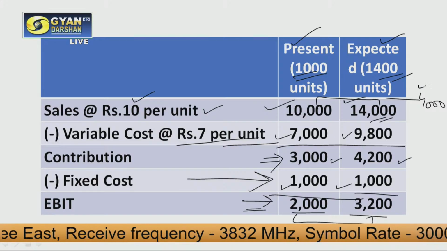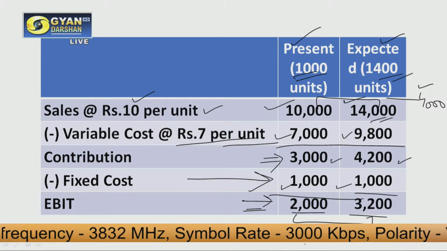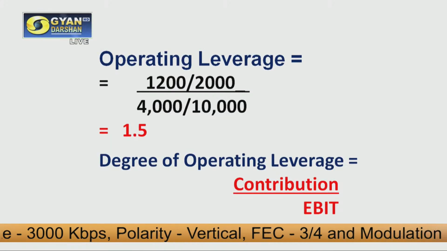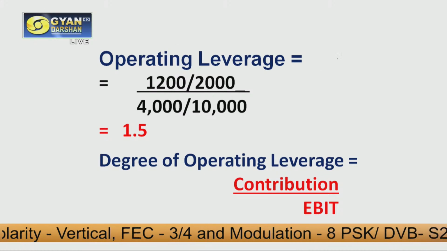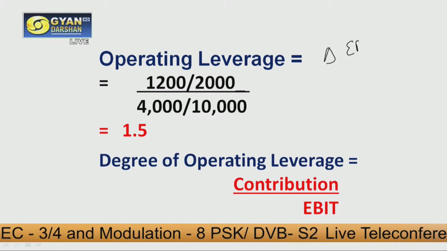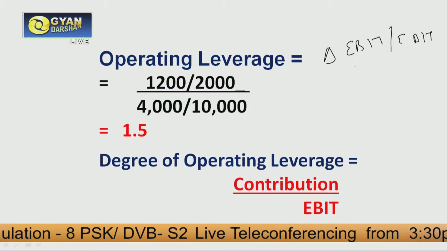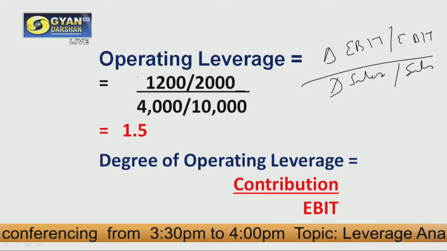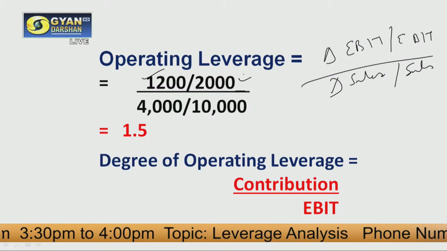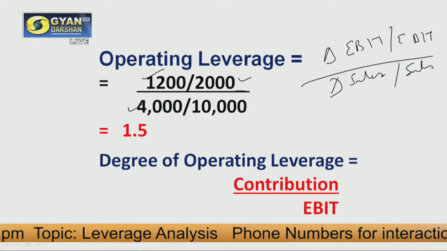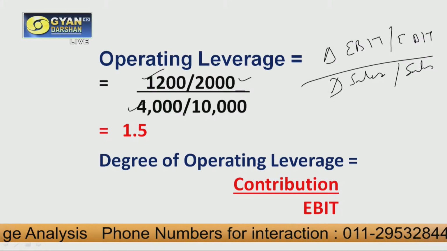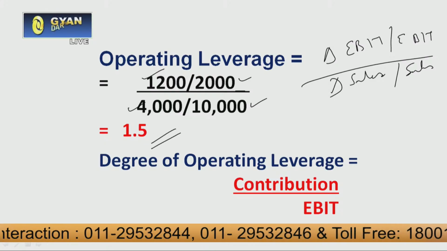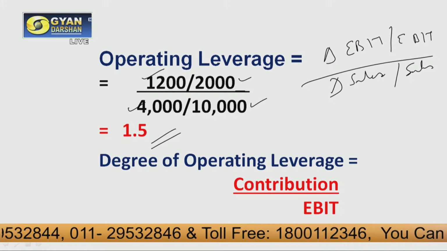Now we need to use this change in sales and change in EBIT to calculate our operating leverage. We just need to fit these values in our formula and we will get our answer. So our operating leverage formula was change in EBIT divided by EBIT, and this whole amount has to be divided by change in sales divided by sales. Change in EBIT was rupees 1200, EBIT originally was 2000, change in sales was rupees 4000 and original sales was 10,000. Using this we can calculate our operating leverage, which is 1.5 in this case.